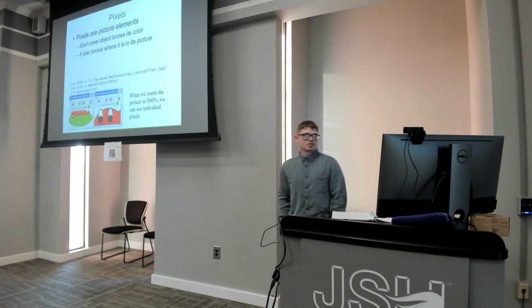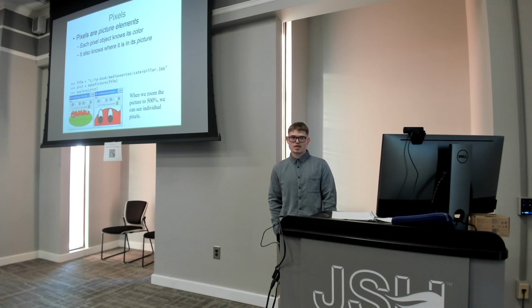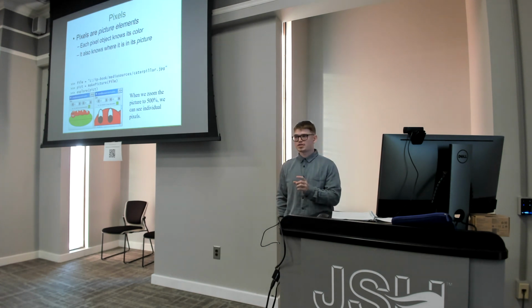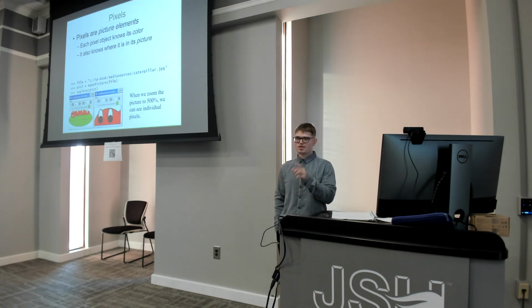And pixels are picture elements. So each pixel object knows its color, and it knows where it is in the picture that it's in. Whenever we zoom into a really low resolution picture, you'll see each individual pixel and each tiny little part of it. You can tell just how it flows together.